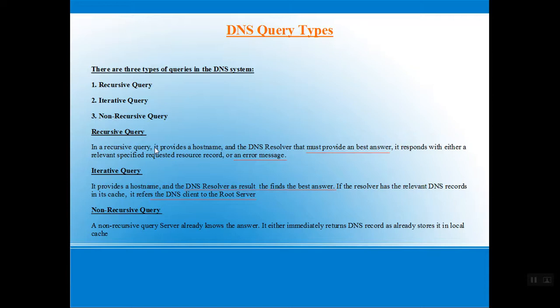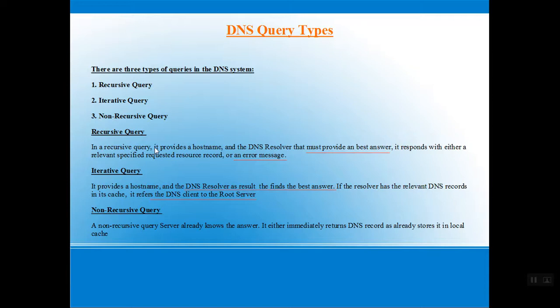In a recursive query, the DNS resolver must provide the best answer. If it does not find that website, it gives an error saying that it doesn't have it in the database, or it is not finding what you are asking for. In an iterative query, the DNS resolver returns the best answer it has, but if it does not find the answer in its database, it will not give an error. It will forward the request to the root server. Then the root server will find another domain name system, and it will go on looking for the website until the record is found.